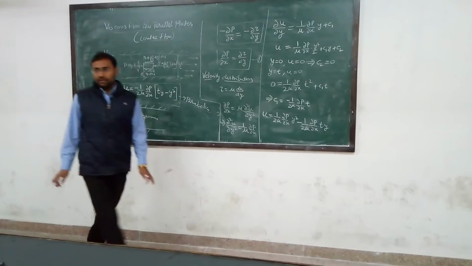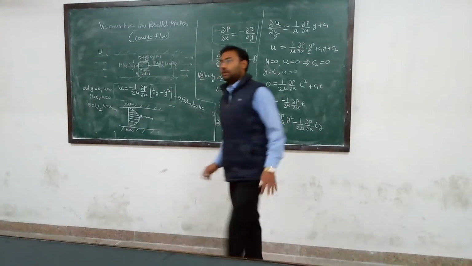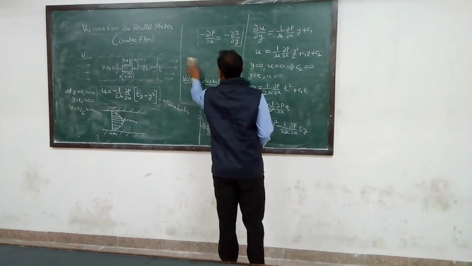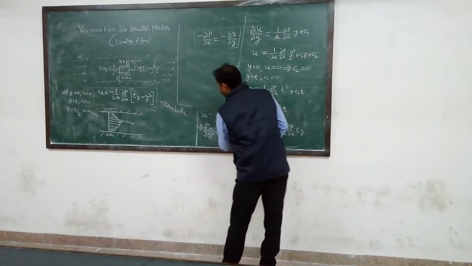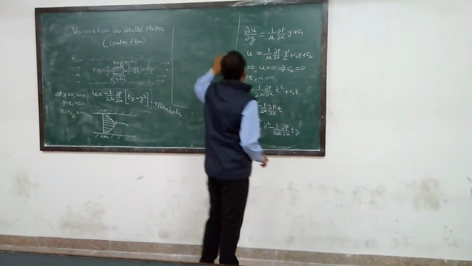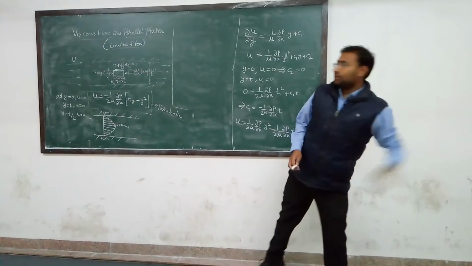So everybody understood it? Yes. Any doubts? So maximum velocity will be at y = t/2. What is the value of maximum velocity? Substitute y equal to t/2.